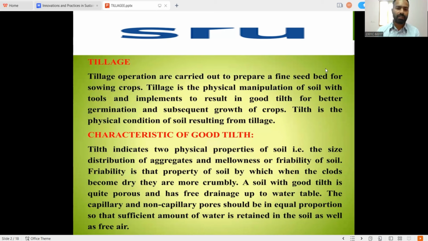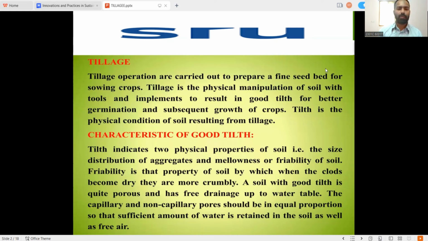Then moving on next, characteristics of good tilth. What are the characteristics of good tilth? Tilth indicates two physical properties of soil, that is the size distribution of aggregates and mellowness or friability of soil. What is that mellowness and friability of soil? Means to make soil suitable for growing of your crops. What is friability? The tendency of solid substances to break into smaller pieces. What we are doing? Making soil into finer pieces.